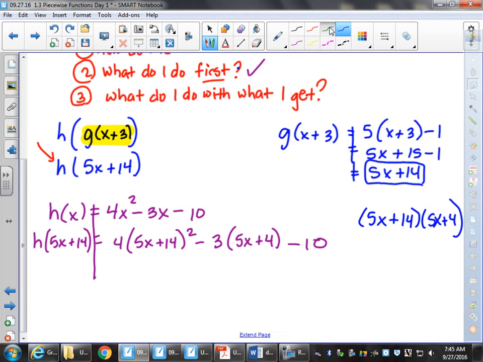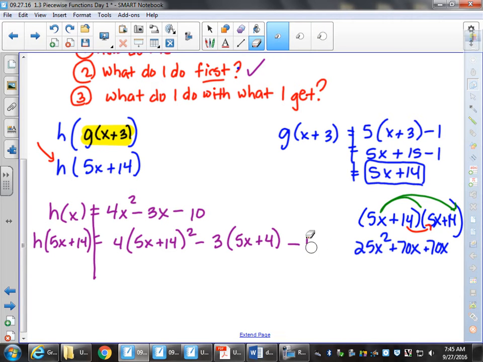So 5x times 5x is 25x squared, and then 5x times 14? Now we'll send in our 14. 14 times 5x? 70x again. And 14 times 14? 196?